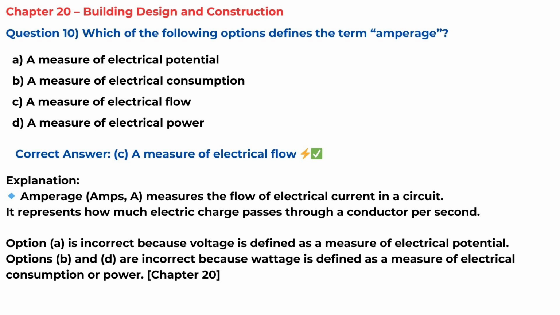Option A is incorrect because voltage is defined as a measure of electrical potential. Options B and D are incorrect because wattage is defined as a measure of electrical consumption or power.